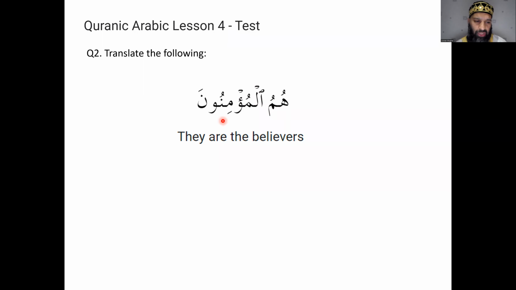Is the sukoon and the small circle the same? The small circle means something else. The small circle means don't pronounce this letter. But the sukoon is this one here. So with the sukoon, you do pronounce the letter, but with the circle on top, like ana, you don't pronounce that letter. The alif on ana, you don't pronounce it. Okay, so humul mu'minuna, they are the believers.